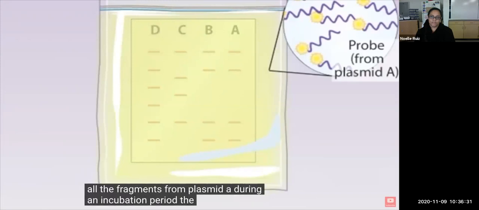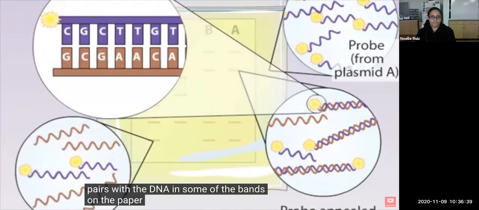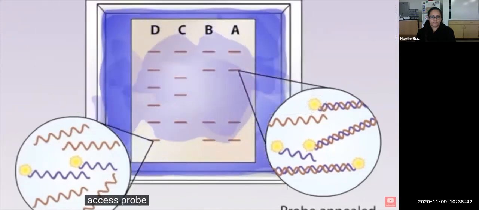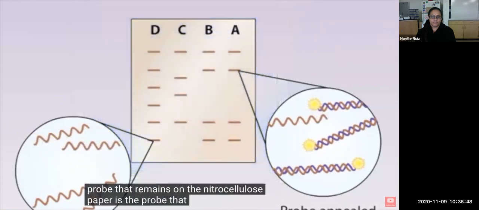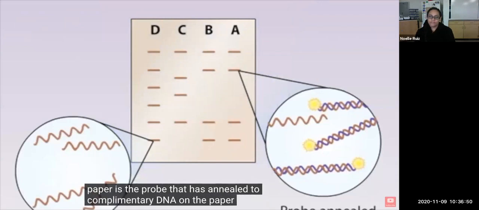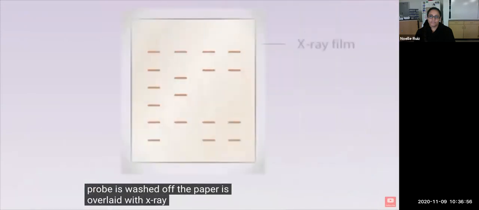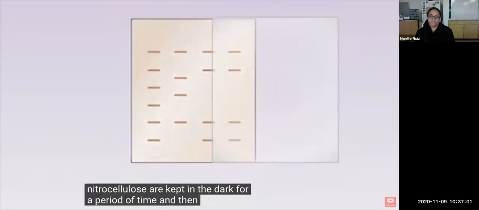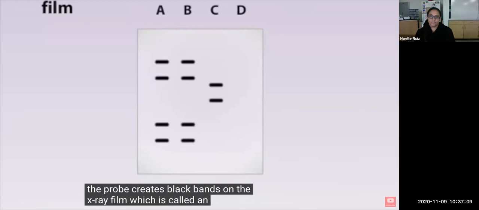During an incubation period, the probe anneals to complementary sequences, forming base pairs with the DNA in some of the bands on the paper. The excess probe is washed off. The only probe that remains on the nitrocellulose paper is the probe that has annealed to complementary DNA on the paper. After the probe is washed off, the paper is overlaid with X-ray film. The film and nitrocellulose are kept in the dark for a period of time, and then the researcher develops the film. The radioactivity in the probe creates black bands on the X-ray film, which is called an autoradiograph.